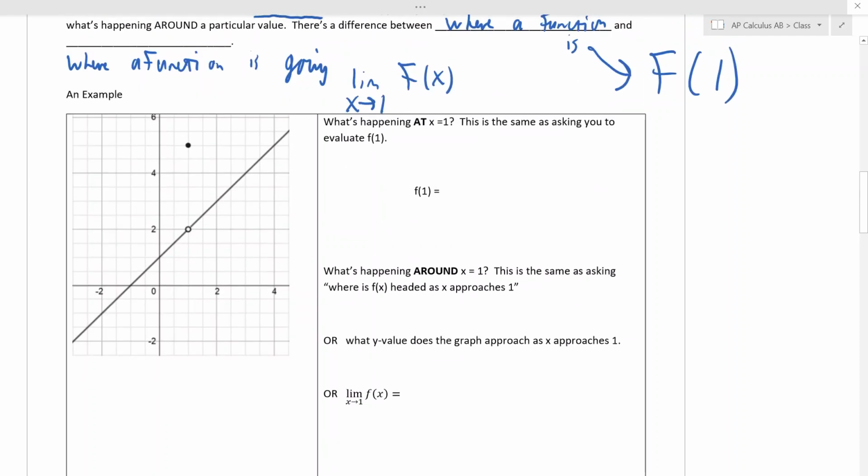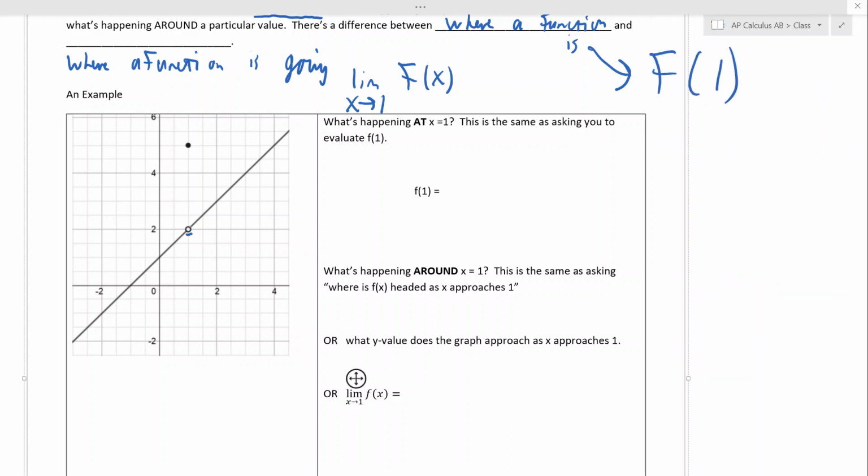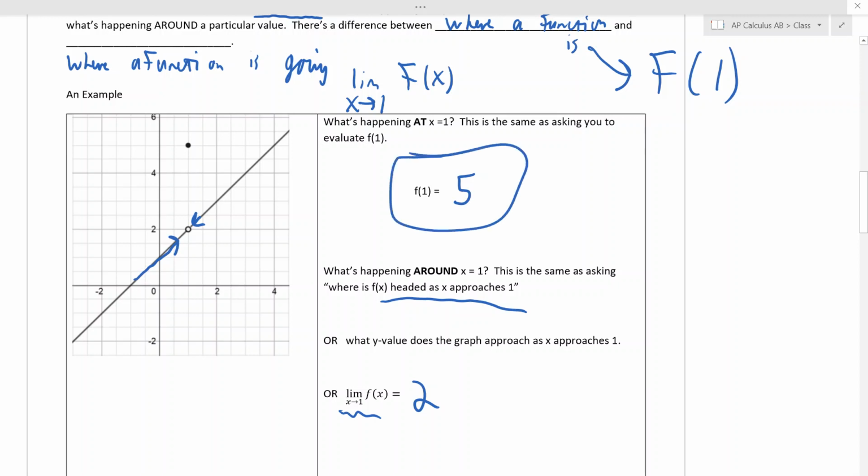if we go through here, what's going on at 1? At 1, you can see there's a hole here, right? Now there's a point way up here, but there's still a hole there. So what's happening is my function is approaching this hole, but the y value is actually way up here. So f of 1 is 5. But what's happening around 1 is the same thing as saying where is it headed as we approach 1. That notation is right here. The limit as we approach 1 is actually 2, because the graph is headed towards that point 2. But the point is actually at 5.